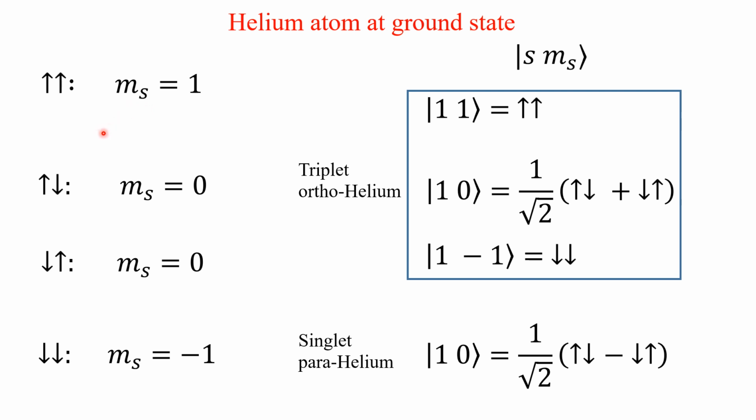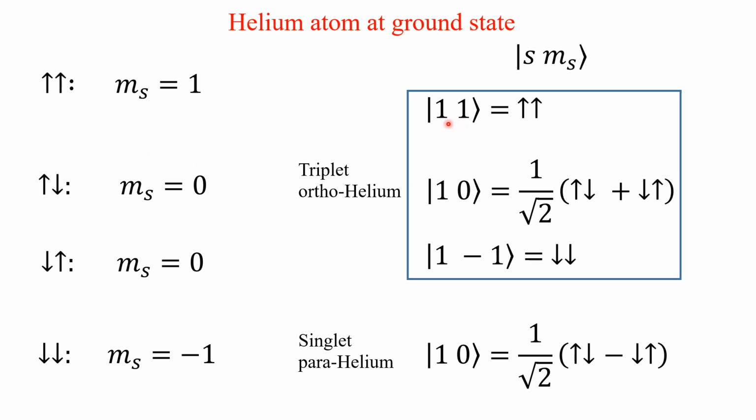Then ms is equal to 1. When ms is equal to 0, one spin is up and the other is down, or one is down and the other is up. In both cases, the magnetic spin quantum number is 0. Similarly, if both are down, then the magnetic quantum number is -1. But the S value is 1 for all the four cases.